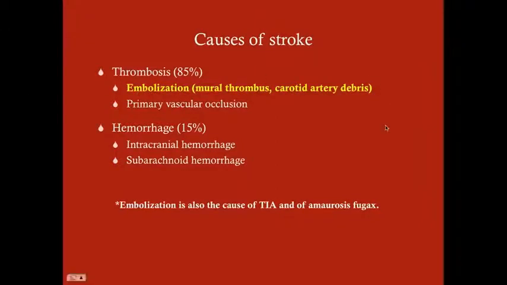So, as I mentioned, here's the causes of stroke. We're primarily here concerned about embolization, particularly embolization of carotid artery debris. So you develop a plaque on the carotid artery, and from that, then you can get debris, smaller pieces from that plaque, embolizing off and causing a blockage in a smaller artery.